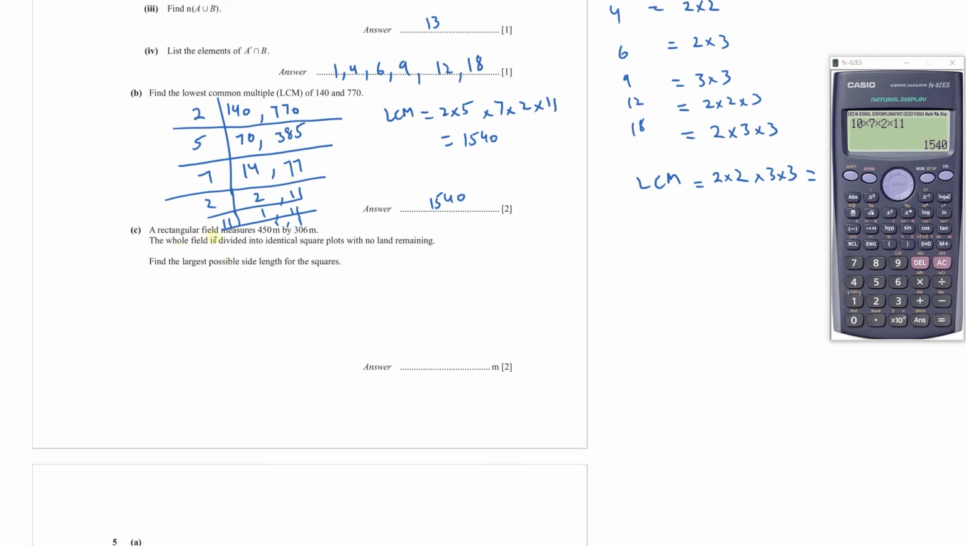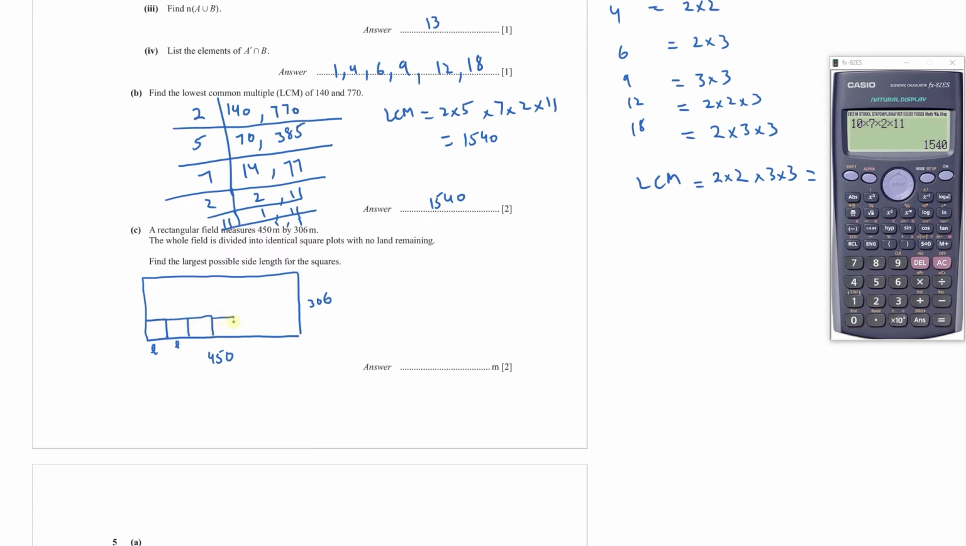Part C is a rectangular field measures 450 meters by 306 meters. So this is 450 and this is 306. The whole field is divided into identical square plots with no land remaining. Find the largest possible side length for the squares. So you're dividing it into square blocks. Let's call the length of each square block as L. So this is also L.